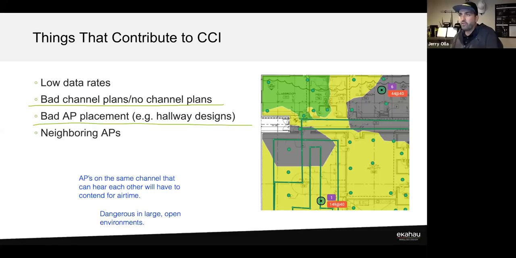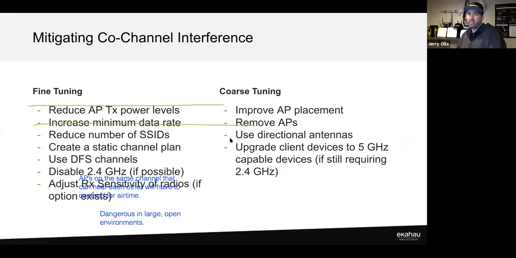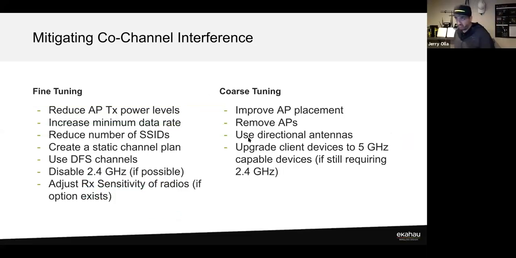Yep. John made a comment in chat there. How to avoid open air? You would have to drop power way down, right? So yeah, certainly reducing power is one thing. Let's actually talk a little bit about that. I'm going to skip over this slide for now, and let's jump to mitigating co-channel interference, because I think that's a nice segue into this.